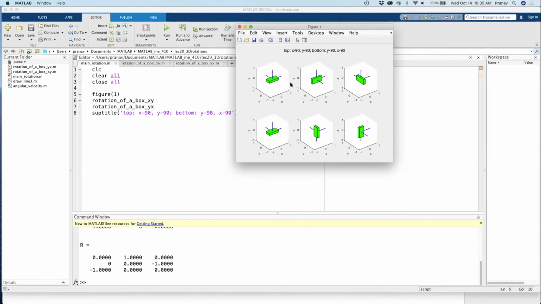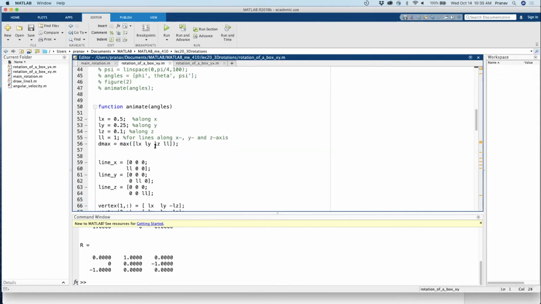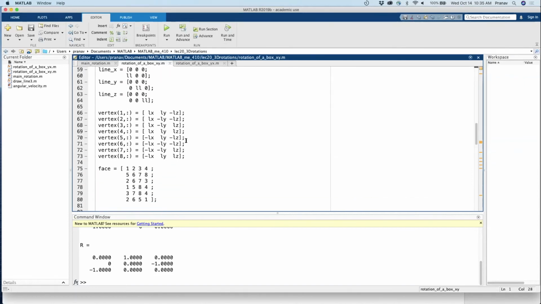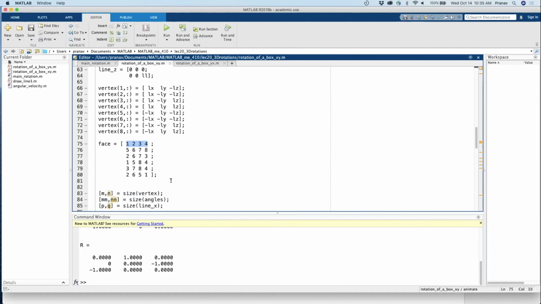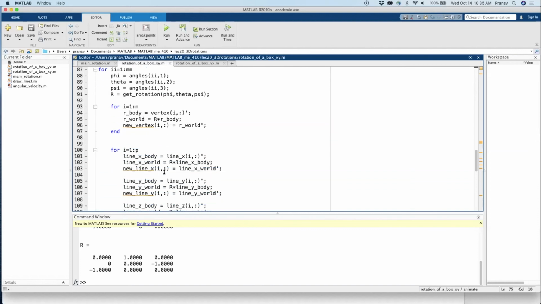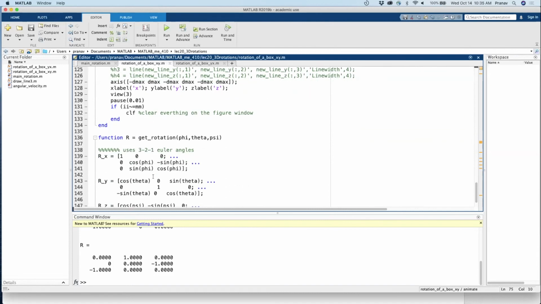MATLAB. So we've so far seen using patch to generate two-dimensional objects, but you can actually do three-dimensional shapes. And the way I did this is a little bit more complicated than two-dimensional. You actually need to define vertices for the cuboid. So there are vertices, and Lx, Ly, Lz are basically the lengths of the cuboid, and then you need to tell it something about the faces of the cuboid. So define the vertex, define the face. Once you do that, then it's just a matter of using a patch object. Here's the patch.